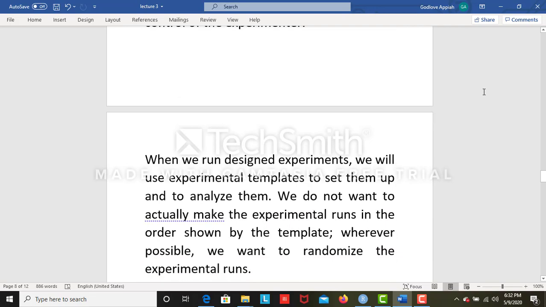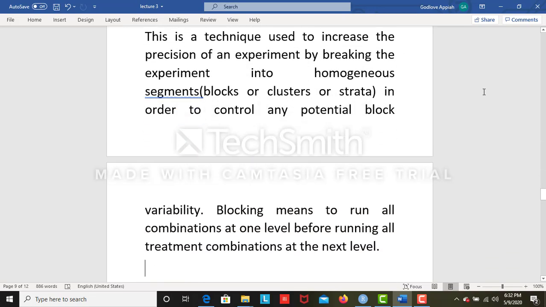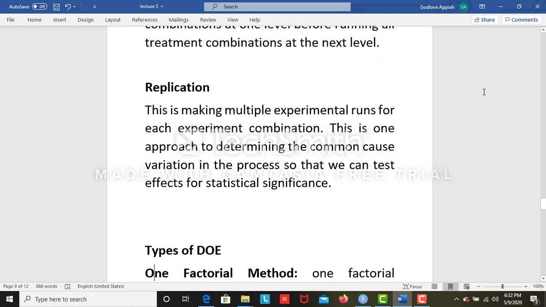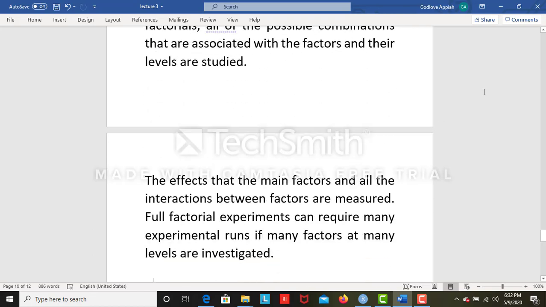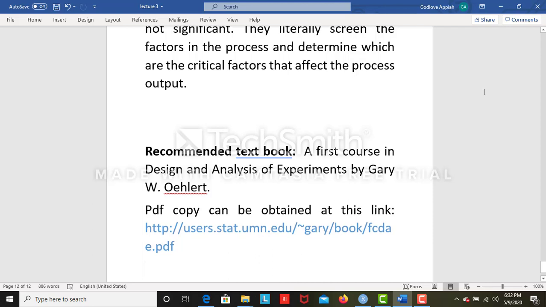So I have with me these lecture notes here for your reference or for further knowledge, and I have recommended a book here, this textbook, for those of you who would like to further your knowledge in this topic. The book is A First Course in Design and Analysis of Experiments by Gary. And I have here this link which will help you obtain the PDF copy of the book. It's a very good book and interesting as well. So I highly recommend this for knowledge in the area of design of experiments.